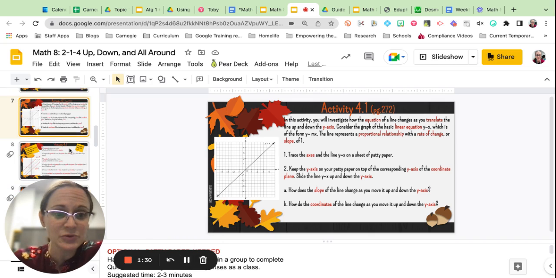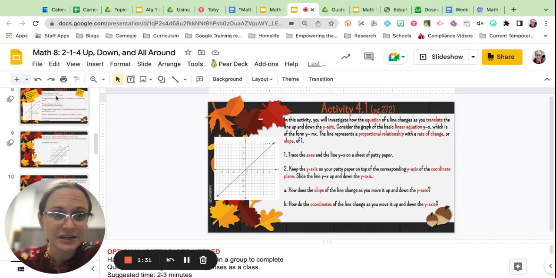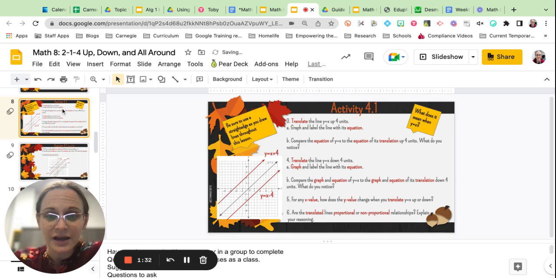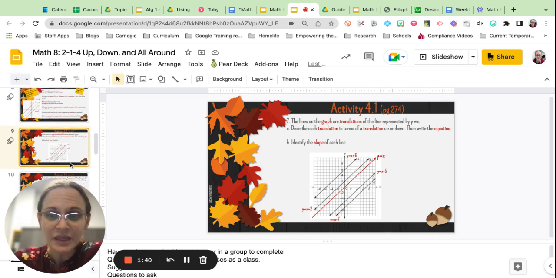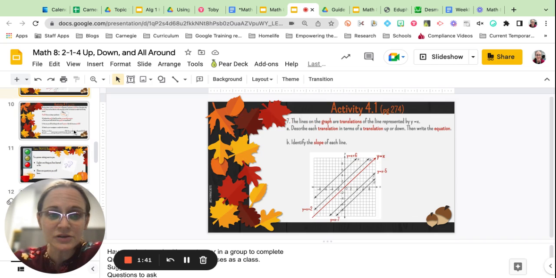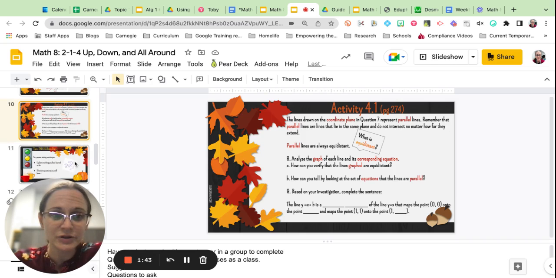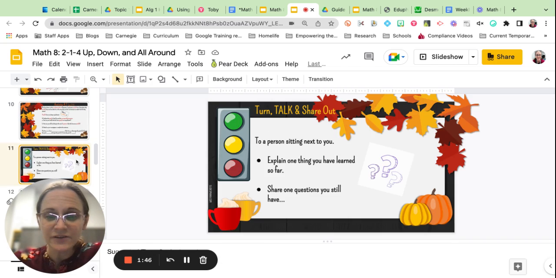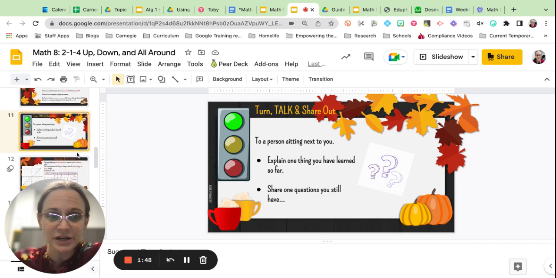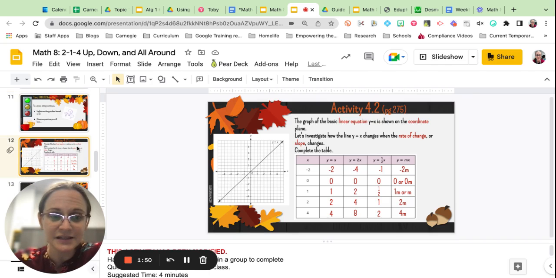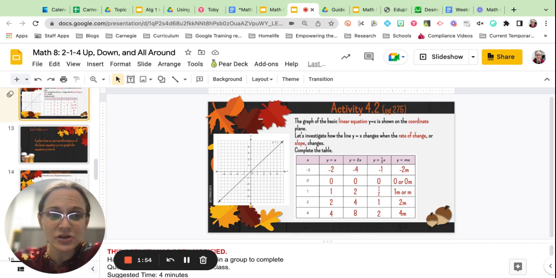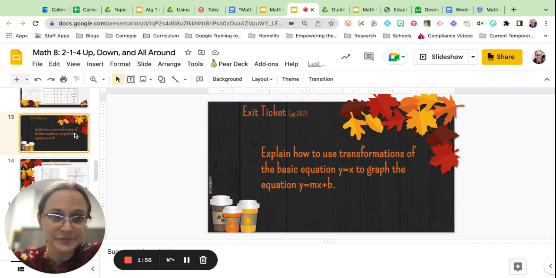So this is an exploration students are going to engage in. They'll see graphs of parallel lines. That would be lines that have been translated up or down the y-axis. And they'll be looking at the slopes of those lines and their coordinates. There is a check for understanding, a turn, talk, and share out embedded within this lesson. And we'll also be using tables to help them organize their thoughts so that they can make discoveries.